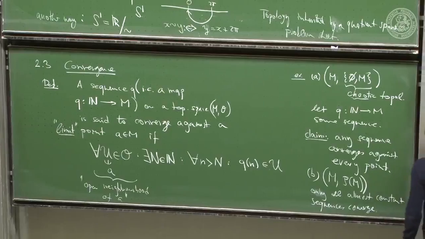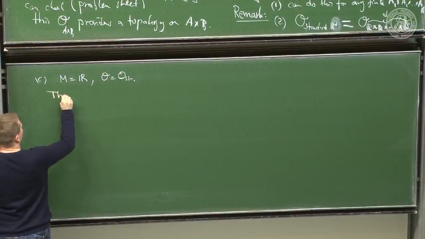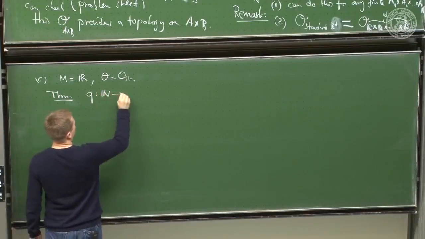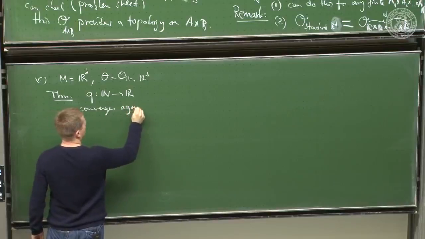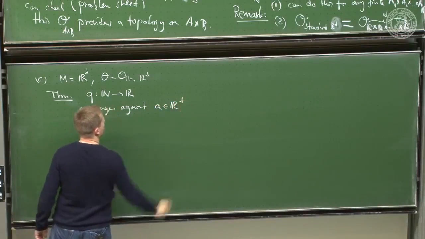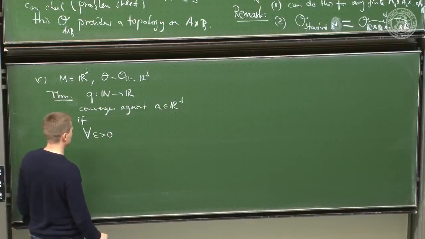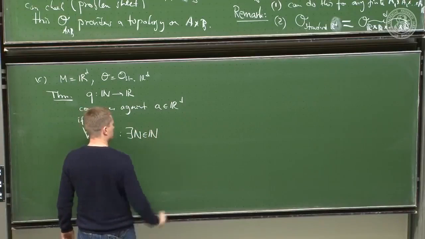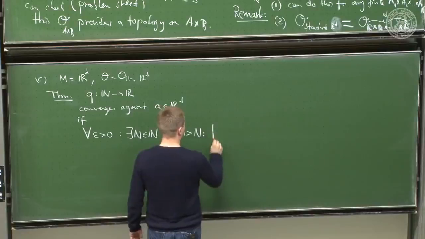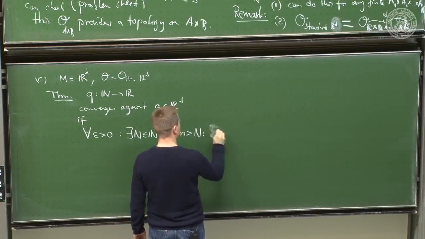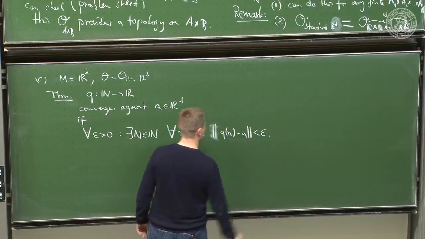And C, if you take M to be R and O to be the standard topology on R, then of course you have the theorem, you can prove that a sequence on R^d converges against A in R^d if for every epsilon greater than 0, there exists an N in the naturals, such that for every n greater than N, let's take some norm, it doesn't matter, of Q of n minus A is less than epsilon.